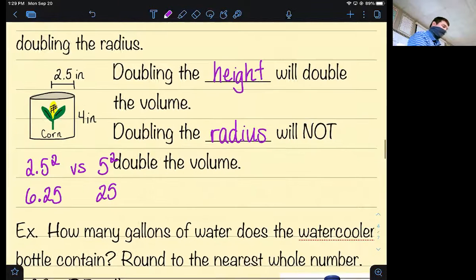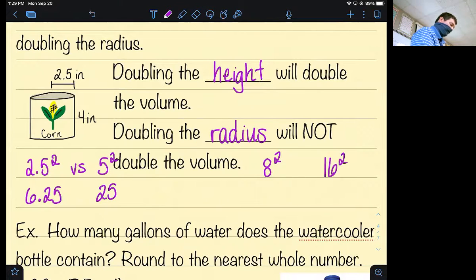Let's try a different radius. Let's say the radius was 8. Well, okay, that's fine. 8 is fine. And then I double it. What is 8 squared? Anybody? 64. Okay. So if I double the radius, if doubling the radius did actually double the volume, then my new radius squared should be 128. But that's not what 16 squared is equal to. Jacoby, what's 16 squared equal to?